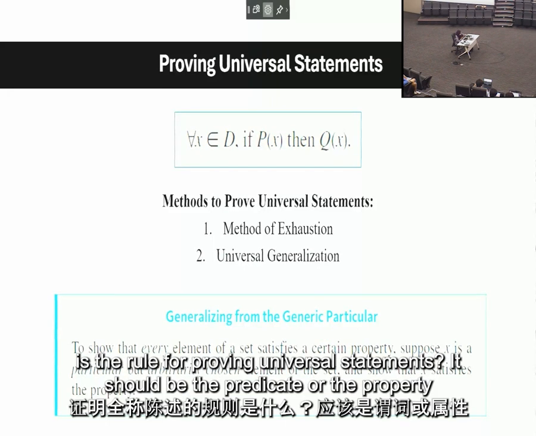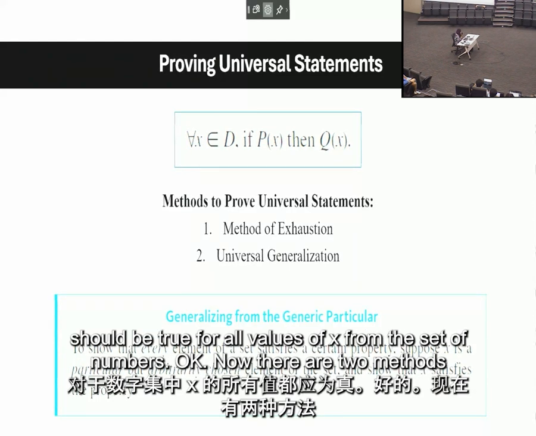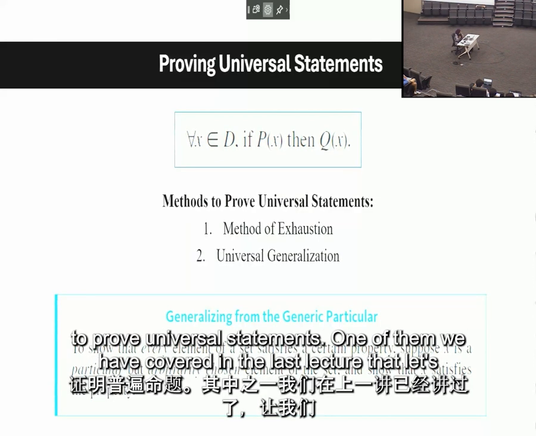Next, we will look at how to prove universal statements. So what is the rule for proving universal statements? The predicate or the property should be true for all values of x from the set of numbers. Okay. Now there are two methods to prove universal statements.